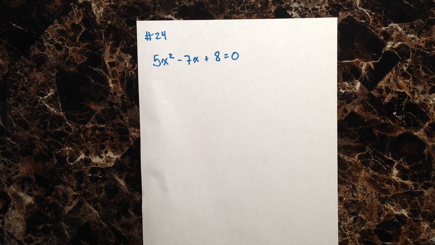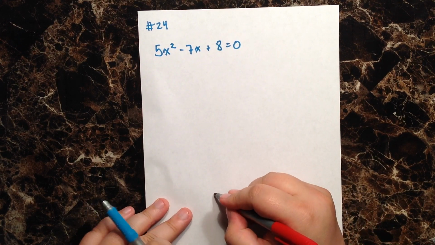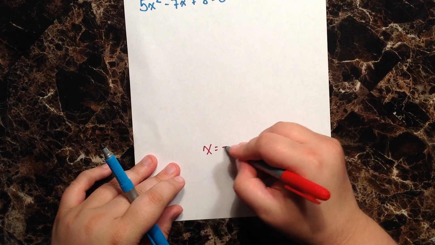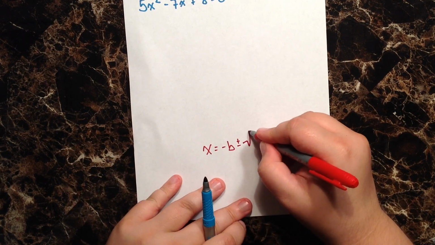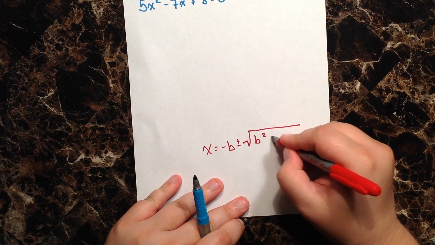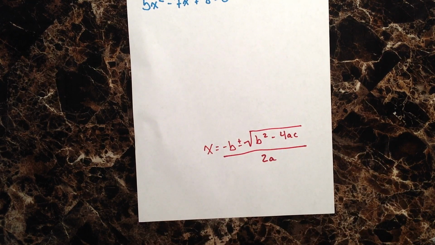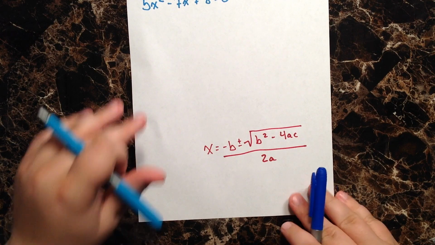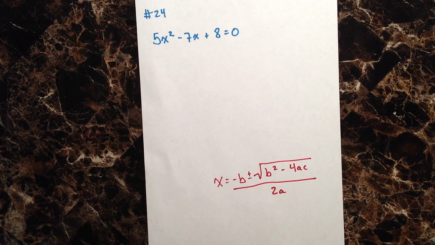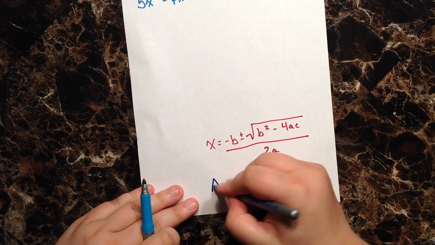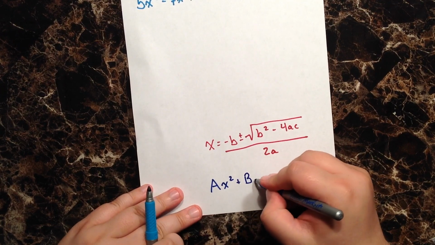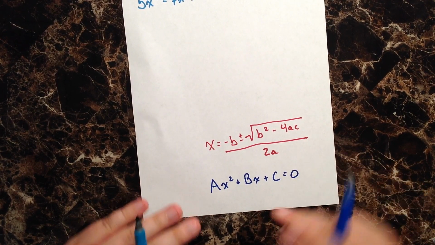If they want us to use the quadratic formula, then the quadratic formula is x equals negative b plus and minus the square root of b squared minus 4ac, divided by 2a. Before we start solving, we need to make sure our given equation is in a particular form: ax squared plus bx plus c equals 0.